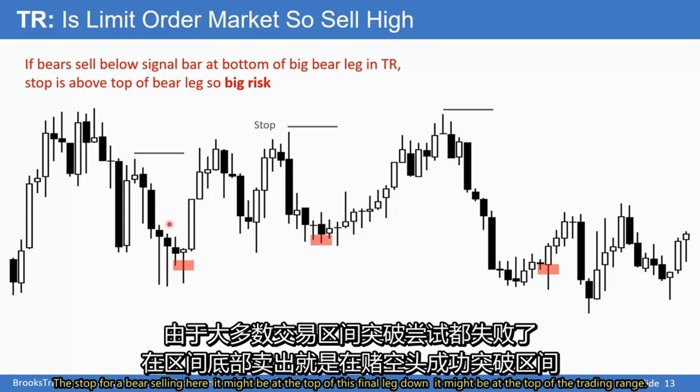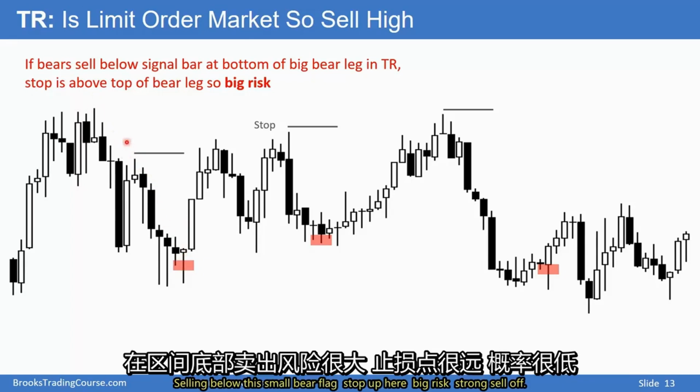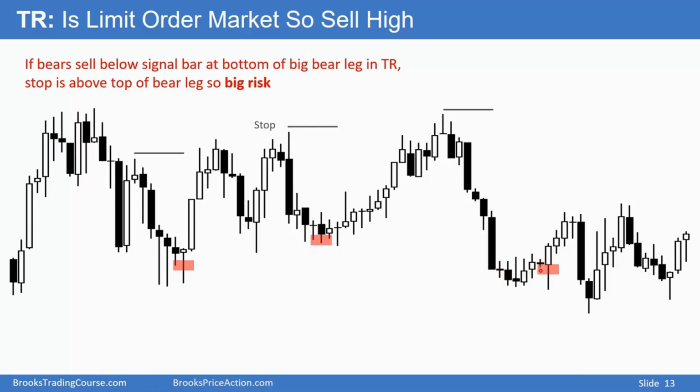The stop for a bear selling here might be at the top of this final leg down. It might be at the top of the trading range. In any case, selling here, the stop is wide, the risk is big. Selling below this small bear flag, stop up here, big risk. Strong sell-off, we have a small bear flag, selling at the low of that sell signal bar, the risk is very big.